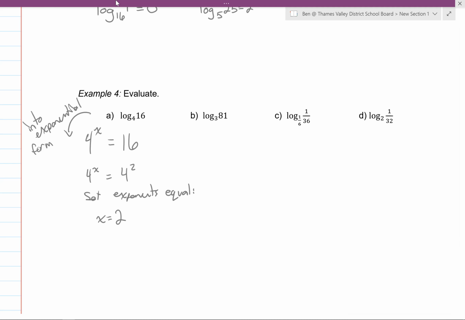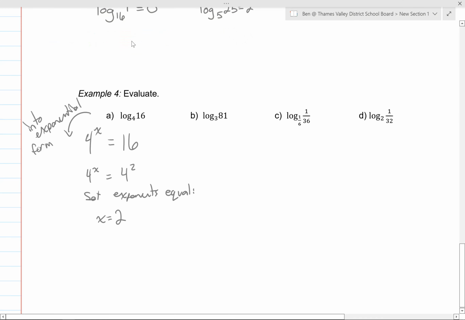Now let's get into the next one here, nice and simple. We're going to follow the same pattern. So log base 3 of 81. Well, the base is 3. The exponent, I don't know. The exponent equals x. And what does it equal? It equals 81. So now I need to be able to write this right side with the same base as the left side. So 81.